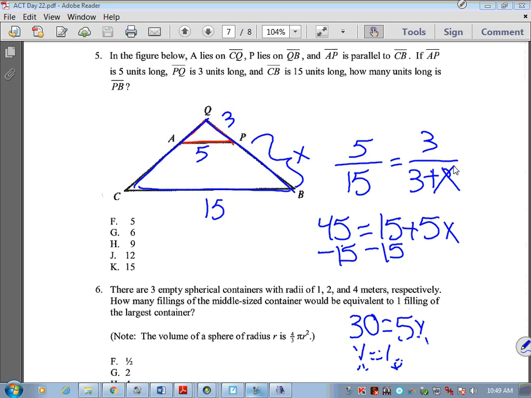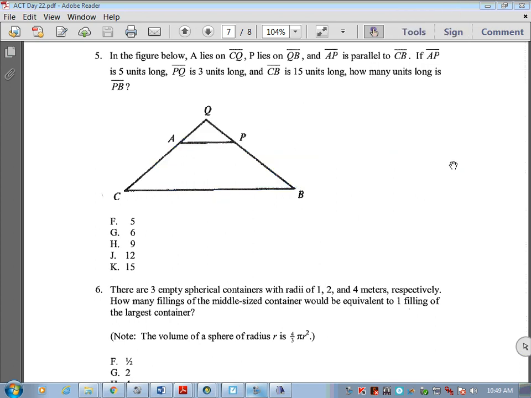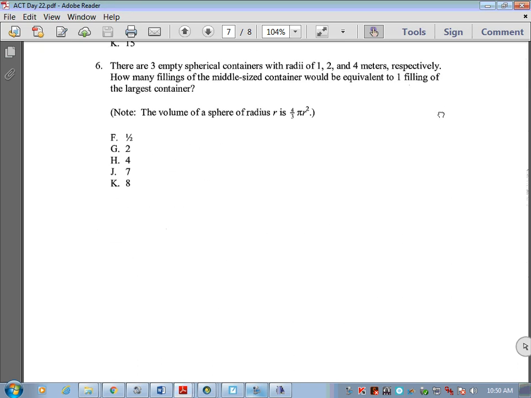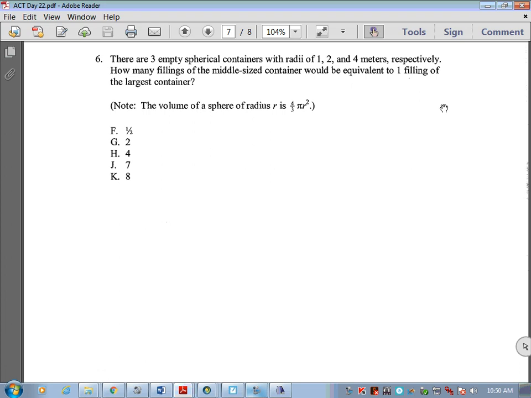Common mistake there. 6. Yep. There is kind of a quick way to do this. There's a quick way and there's a long way. Notice that they tell me that there are 3 containers.